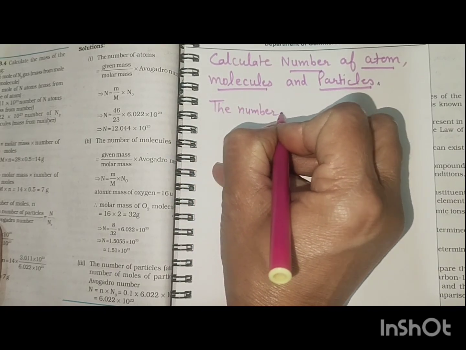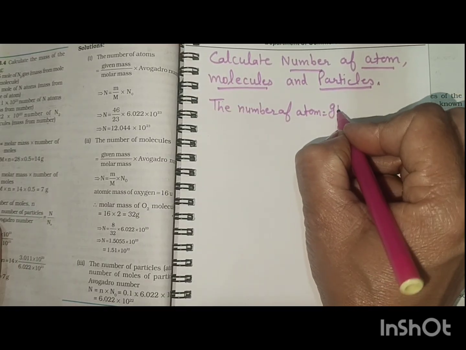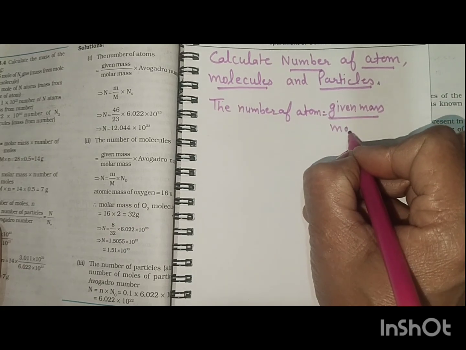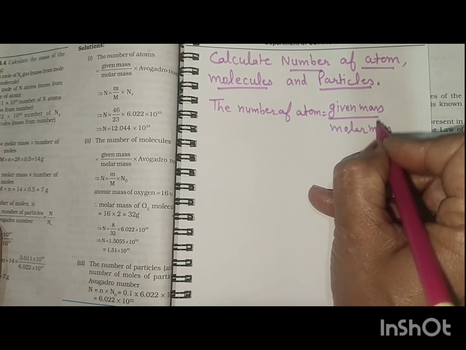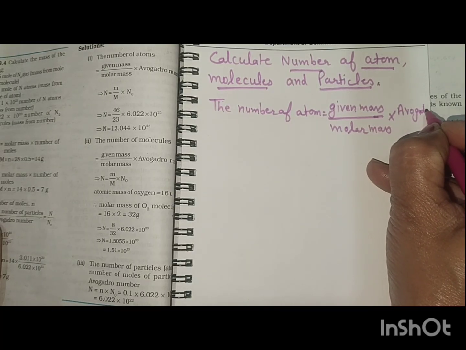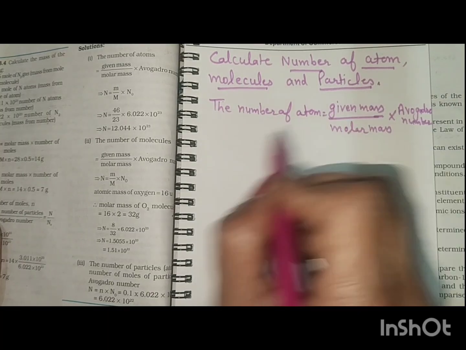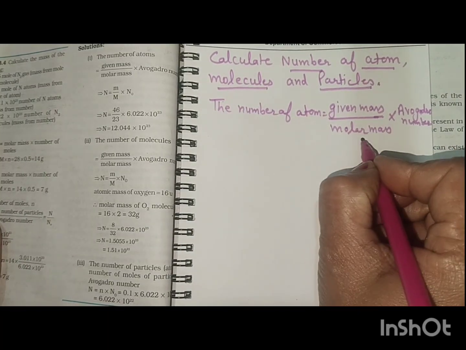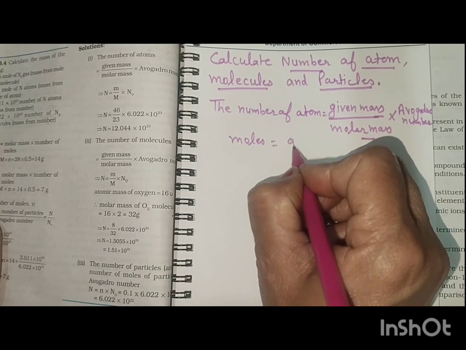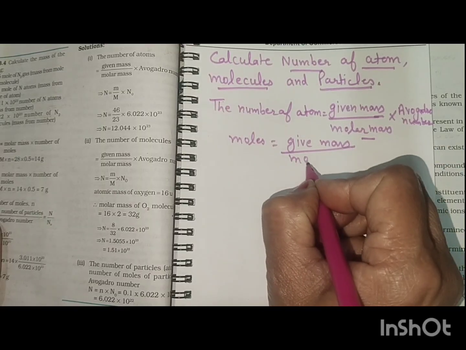The number of atoms is equal to the given mass by molar mass into Avogadro number. But this given mass by molar mass is equal to the moles. Mole is equal to the given mass by molar mass.